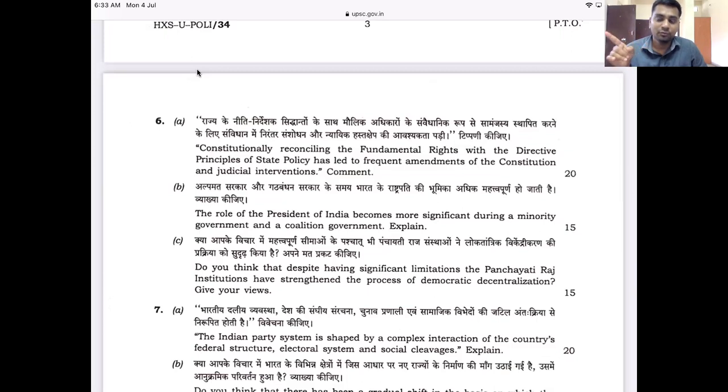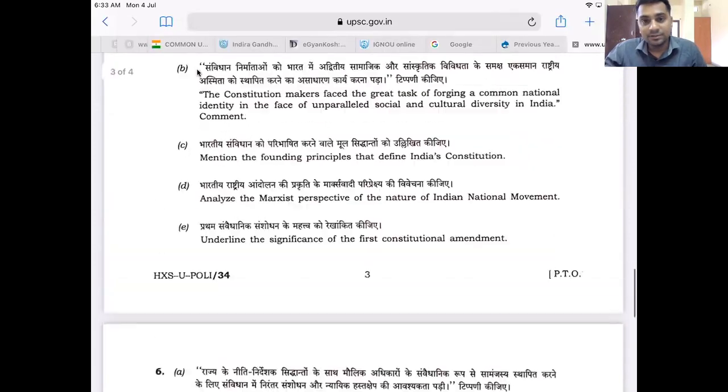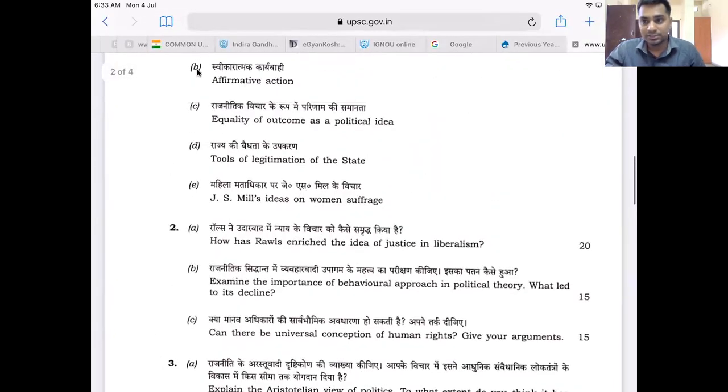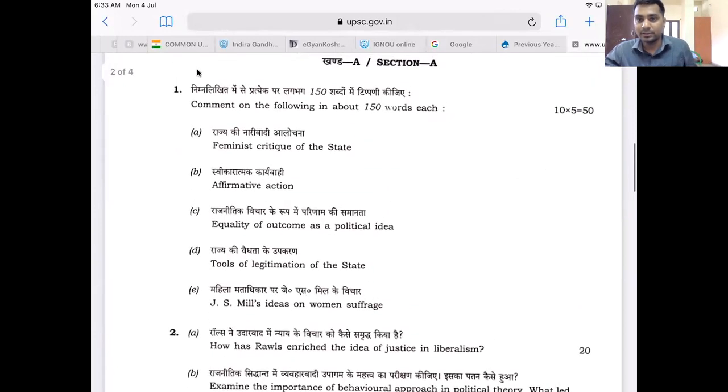Total 5, with 1 and 4 compulsory. For the rest of the 3, choose one from each. That doesn't mean that there will be only 5 questions. In total, there will be 19 questions, a combination of 10 marker, 15 marker, and 20 marker. This is the thing that I have to say. Now, Section A is entirely about Section A of Paper 1. This is very clearly understood.